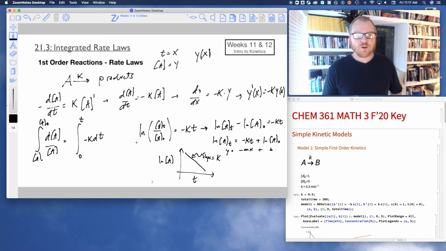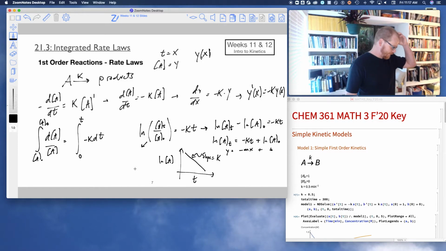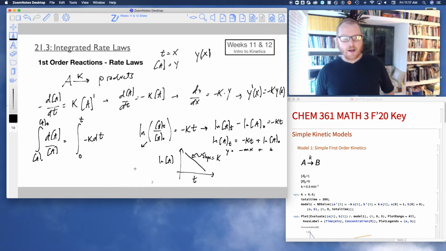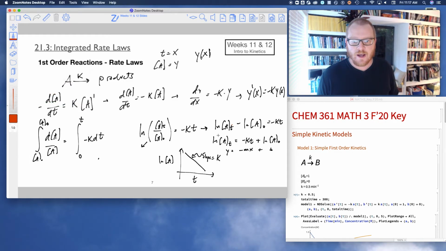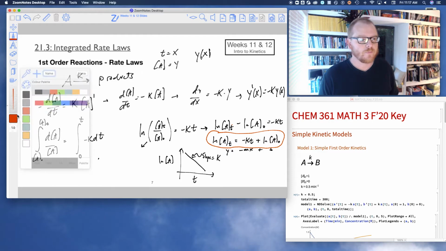Okay, so now there's another way I can rearrange this equation, and I hope that I've given myself enough room here. So I'm going to take e to both sides, and when I do that, I get, so let's box these things up so we know which equations we want. So this is a good equation to know for first order. Okay, the linear form. All right.